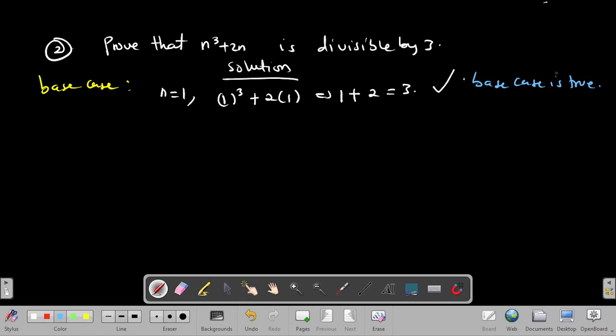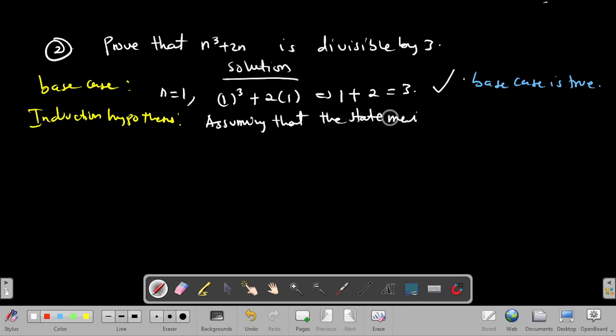Once we've got to know our base case, we move to the induction hypothesis. For our induction hypothesis, as I said, we are simply assuming that our statement is true for n equal to k.